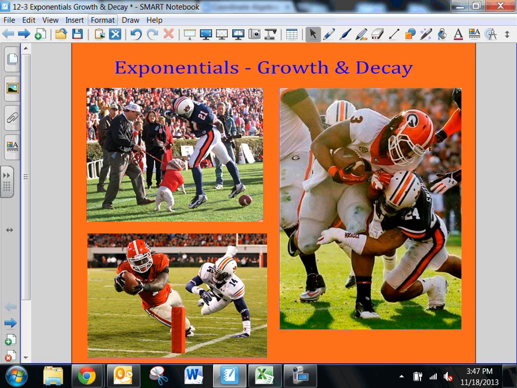There's a couple of pictures so you remember that Georgia is better than Auburn, no matter what happened on Saturday.